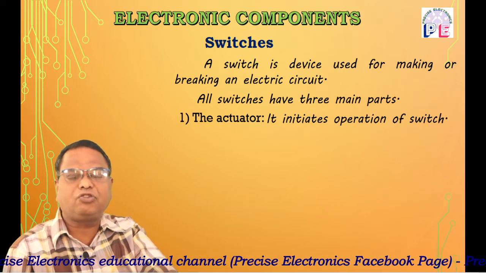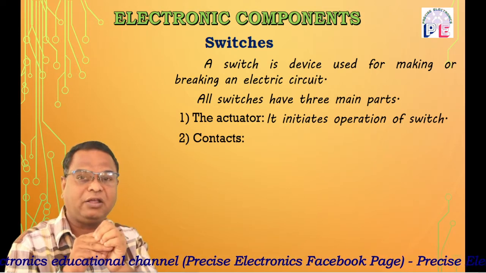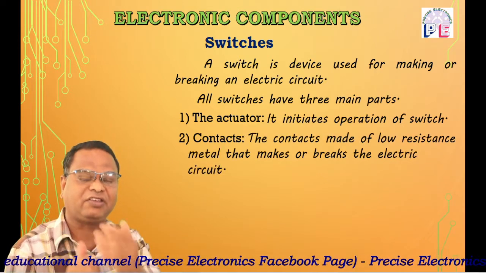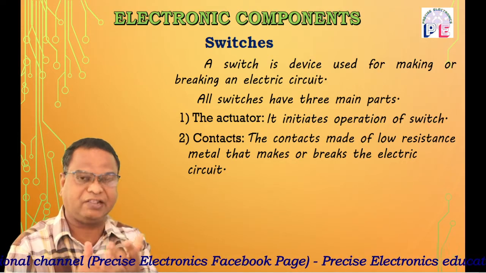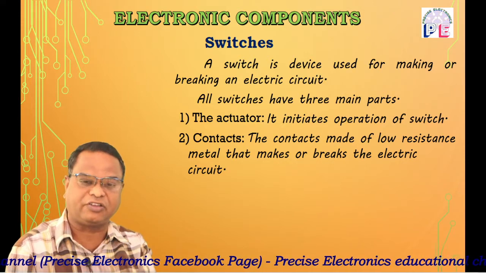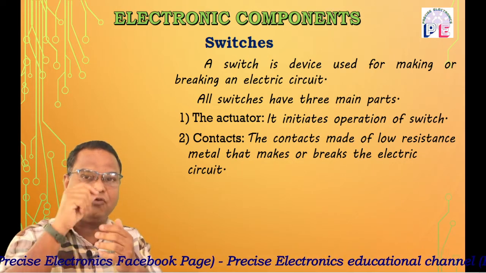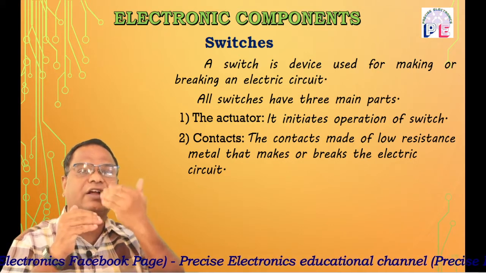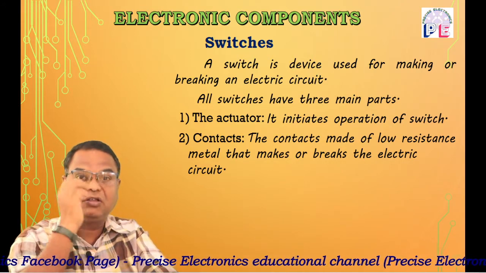The second part is known as the contacts. The contacts are made of low resistance material, mostly metals, because they are connected to the electric circuit. They make or break the electric or electronic circuit. The contacts are connected to that circuit, and when we operate the actuator, these contacts get broken or connected, making or breaking the circuit.